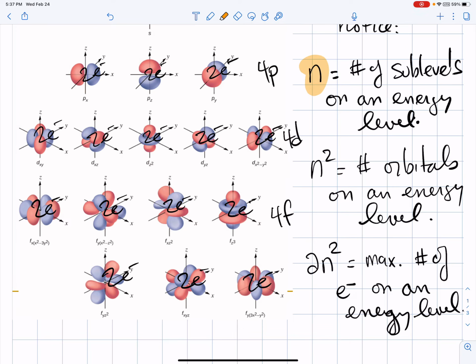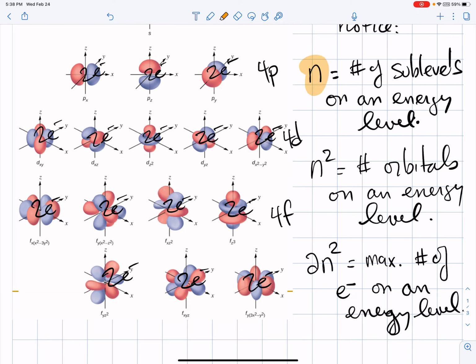But what does that mean? It means that if you're on level 1, when N is a 1, there's only going to be one sublevel, the 1s. If you're on level 2, there will be 2 sublevels, 2s and 2p. When you're on level 5, let's jump ahead, there will be 5 sublevels, 5s, 5p, 5d, 5f, and alphabetically now 5g. So you can see that N is telling us how many sublevels are on each energy level.